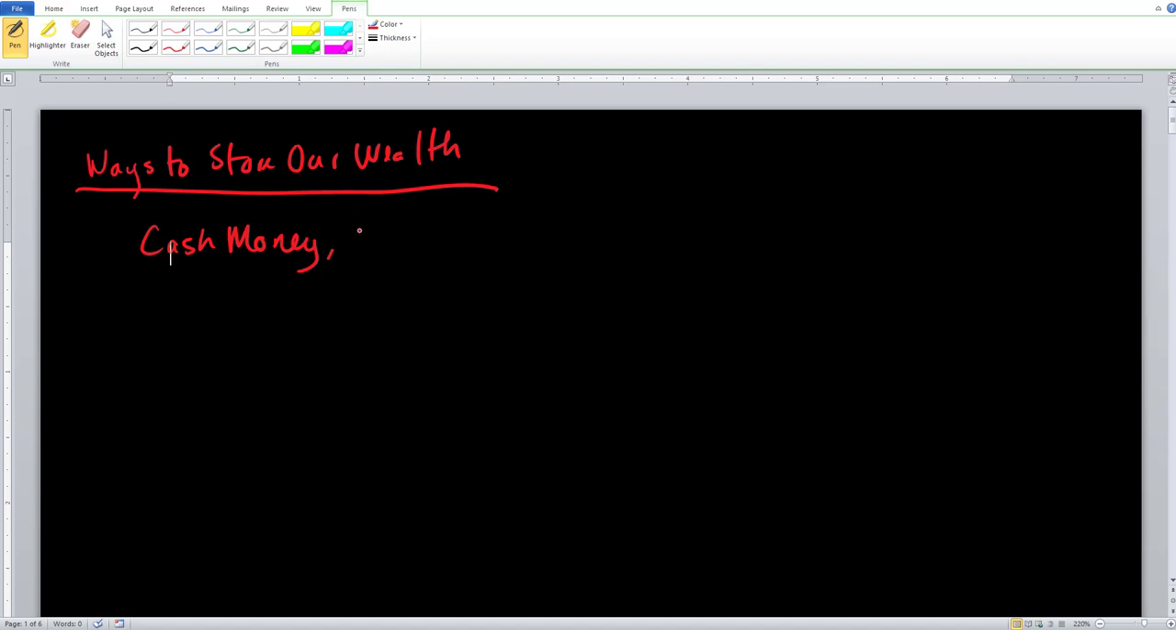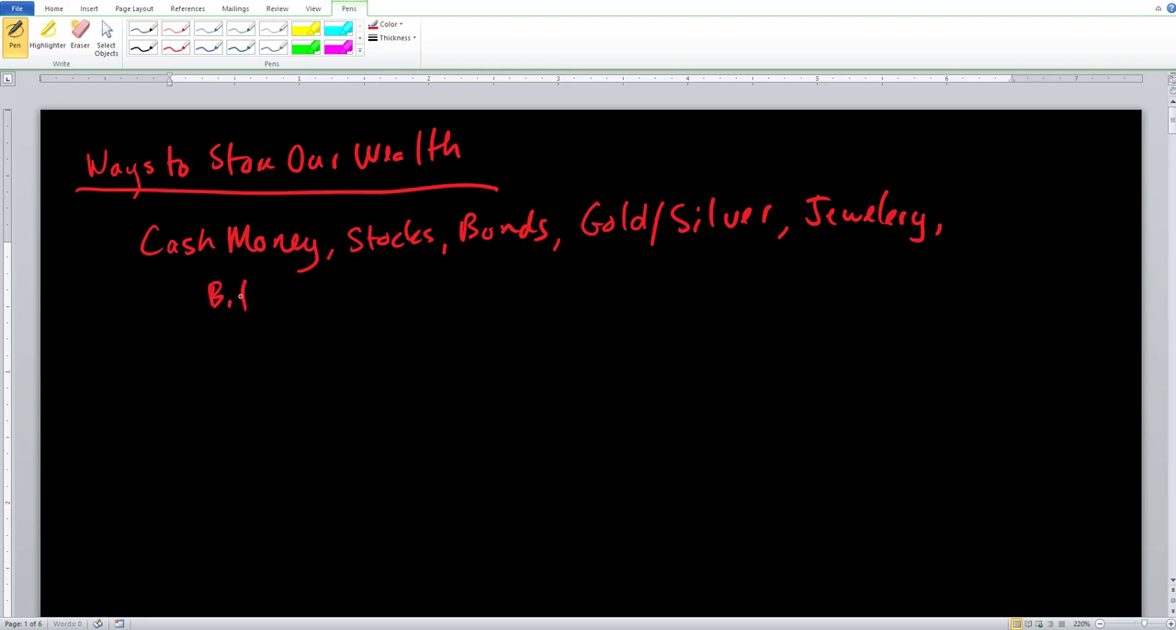We can say maybe why not some type of stocks? Why not some type of bonds? These are two very typical financial assets where you can store a portion of your wealth. If you want to get a little bit more creative, you can say why not some type of commodities? Why not gold, silver? Maybe jewelry. Why not some type of cryptocurrency, say Bitcoin? This can also be used as some type of money as well. Cryptocurrency can be used for exchanging goods and services or for payment of debt. Yes, cryptocurrency can be seen as some type of money.